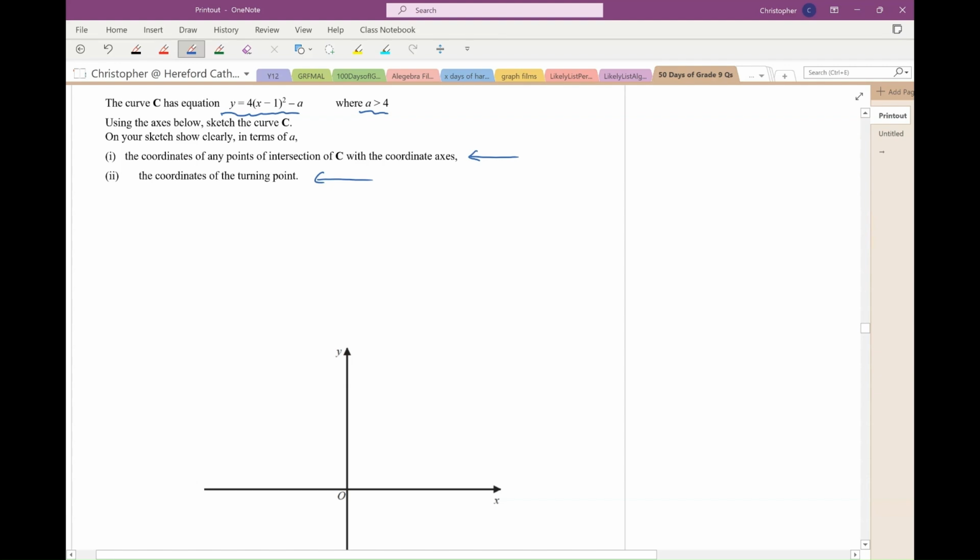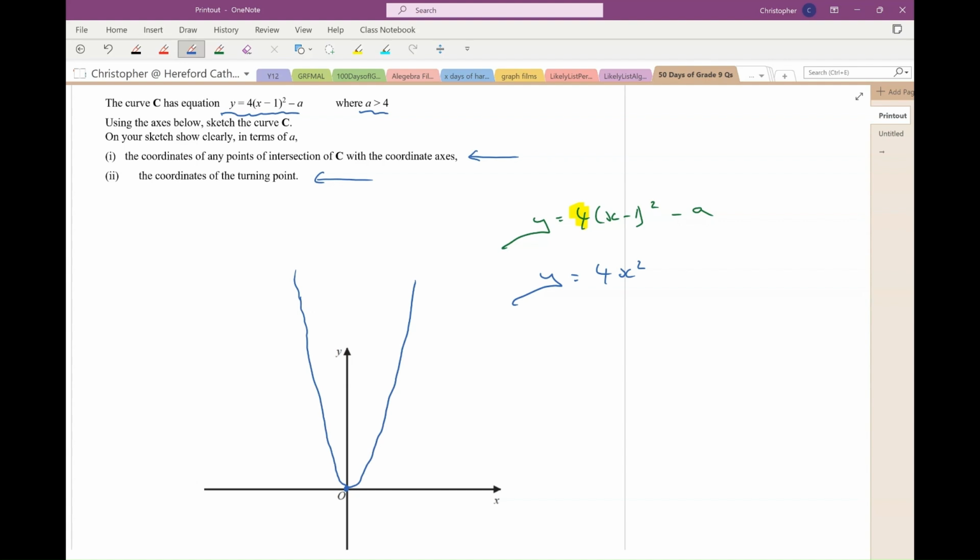Right. Let's first of all have a think about this. We've got y equals 4 lots of x minus 1 squared minus a. So I've got several things going on here. First of all, I've got this 4 here. I'm going to have a think about y equals 4x squared, first of all. Now, y equals 4x squared is going to look like this. There we go. Okay, it goes through 0, 0, and it is y equals x squared stretched by a factor of 4 in a vertical direction.